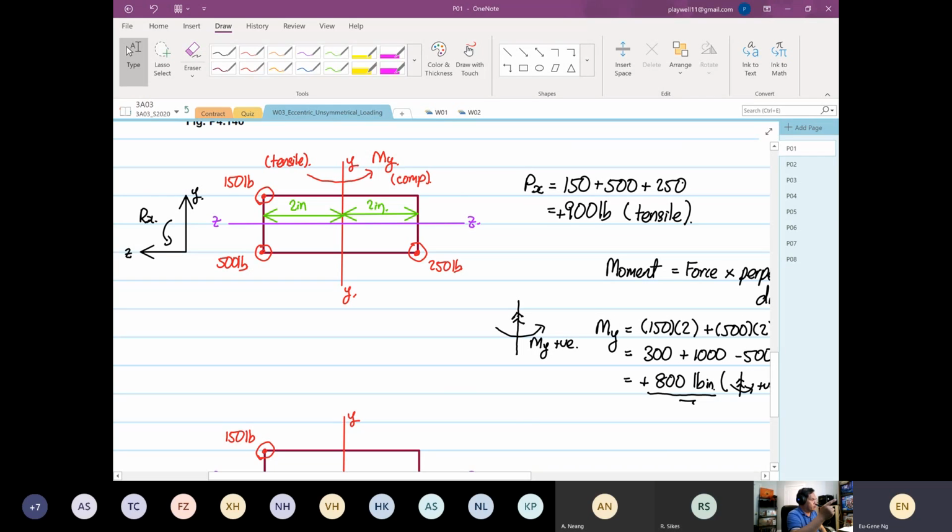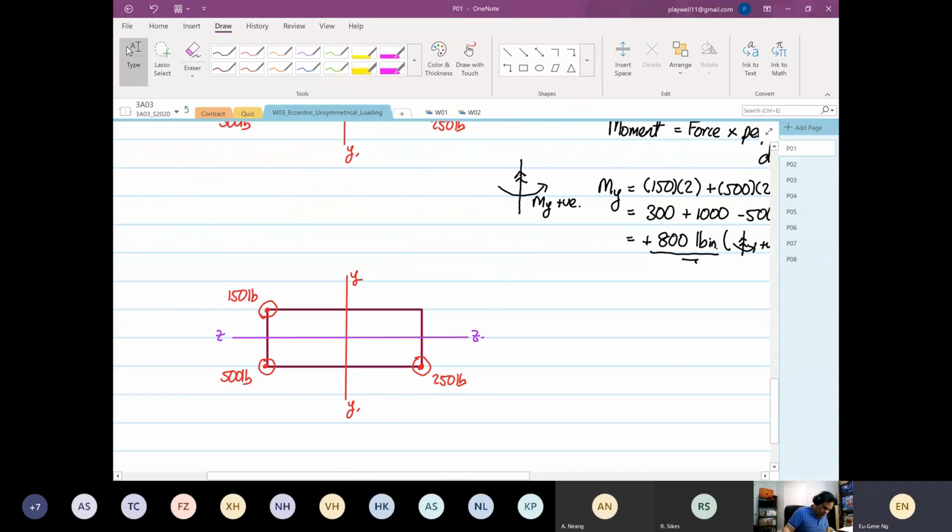Wait, it does matter, because our stresses, our yield strength, is in pounds per square inch. Yes or no? So we have to use pound inch. If your stresses are given in pounds per square foot, you use pound feet. You get where I'm coming from? Yes or no? I see. Thank you. Right, that makes sense.